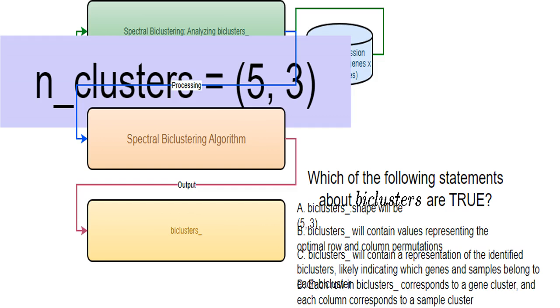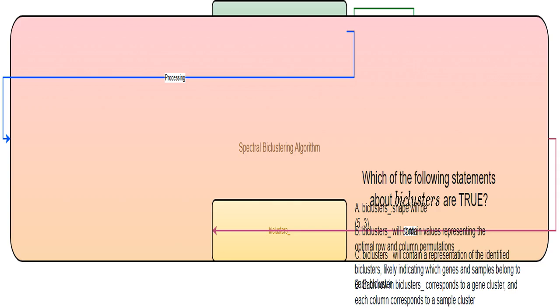NCLUSTERS equals 5, 3, means I'm looking for 5 gene clusters and 3 sample clusters. That is, I expect the algorithm to identify 5 groups of genes with similar behavior and 3 groups of samples. I'm using a specific algorithm called SpectralBiclustering to perform the clustering. This algorithm uses spectral methods, based on eigenvalues and eigenvectors of matrices, to find coherent patterns of genes and samples. It's a sophisticated method that's good at finding overlapping clusters.